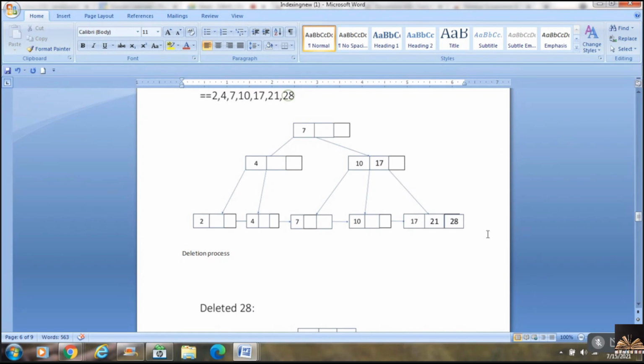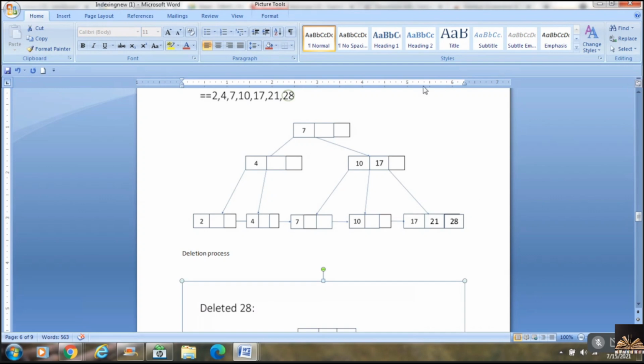Now, if that element is found, you can remove it from its proper position. But what you have to see is that each and every node must consist of at least one element while you're performing deletion. So the minimum number of keys should be 1, and the maximum can be the size, whatever you are taking.